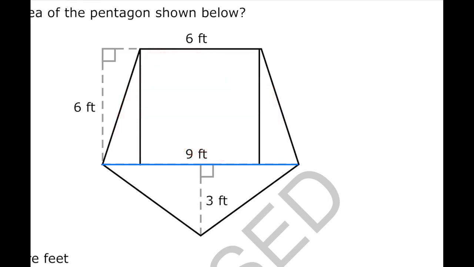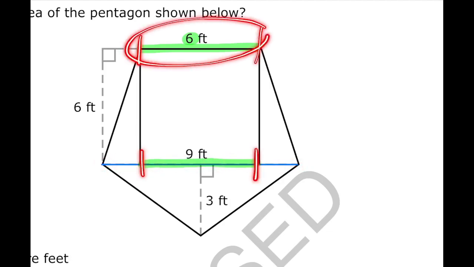I need to know the length and the width. So let's get started there. Going this way, I see a total length of 6. And that matches up with this down here. Now, don't be thrown off by this 9. That 9 represents this total length. I'm only finding this much. So that's why I only use the 6 that's up here.